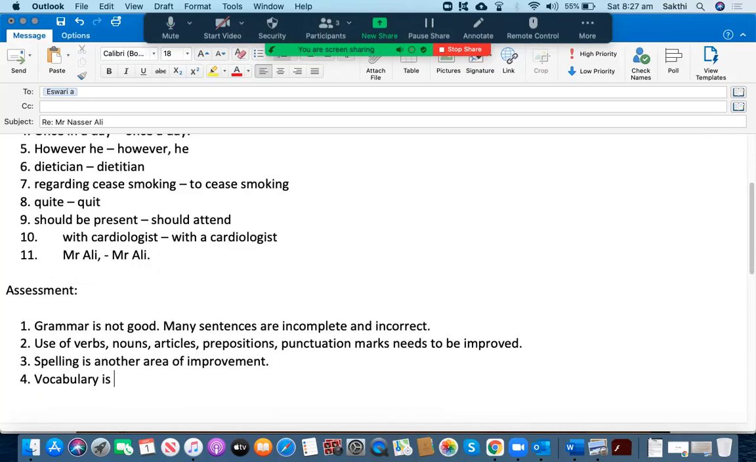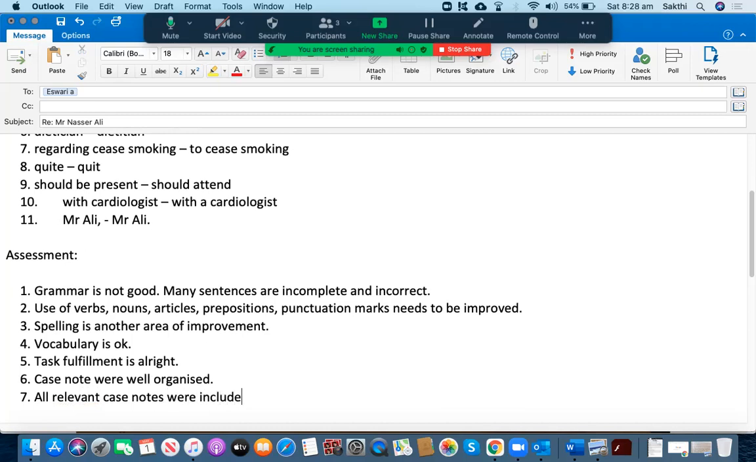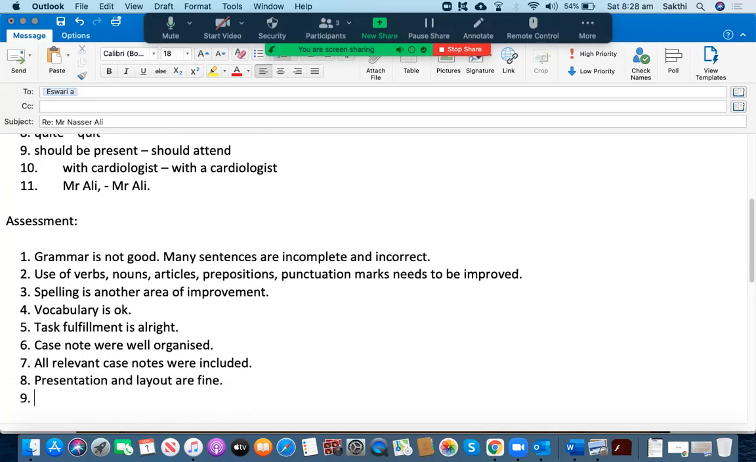Okay, vocabulary is okay. Task fulfillment is all right. It's not that bad. Case notes were well organized. I've already checked the information, and she has used all the relevant case notes. So that's a good thing actually. Relevant, yeah. All the relevant case notes were included. Yeah. Presentation and layout are fine. I'm happy with that.